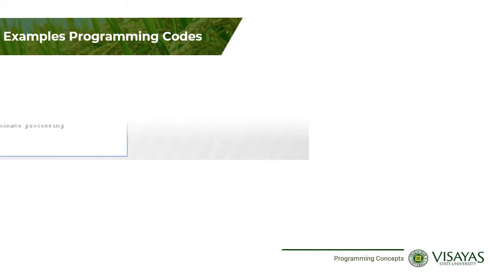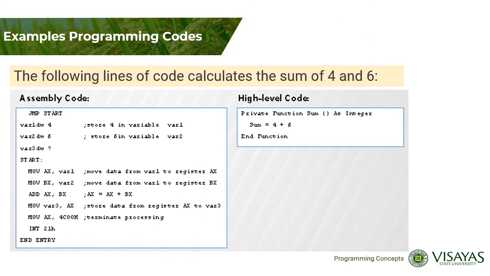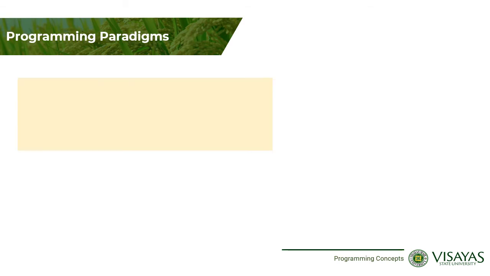Here's an example of a low-level code versus a high-level code. As you can see, high-level code summarizes the program algorithm into brief and concise codes. It's more understandable and easier to follow. Nonetheless, every code has their own advantages and disadvantages depending on the application that you want to pursue. This time, let's proceed to another basic programming concept, the programming paradigm.